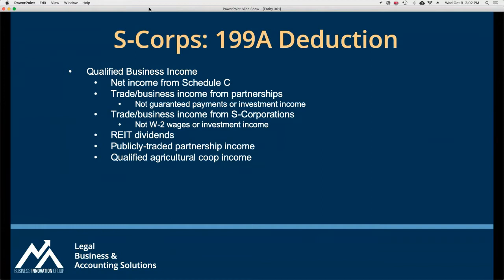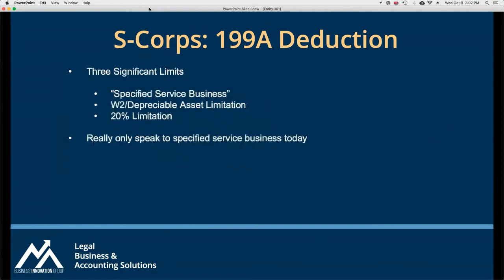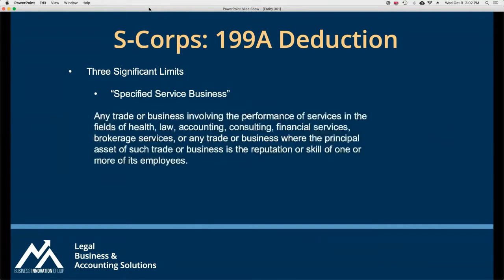So qualified business income has a very specific definition to it, and it's really this new type of income that's carved out in the tax code. So basically, you're going to total up the total amount of your qualified business income, and then there are 3 significant limits that potentially apply to the 199A deduction. One is specified service business, which I'm going to talk about today. But there's also W-2 limits and a 20% limitation. So you have to work with your CPA or tax preparer to figure out the rest of the limitations. But let's talk about specified service business, because really that's going to go more towards the active income earners that I was trying to target today with the content.